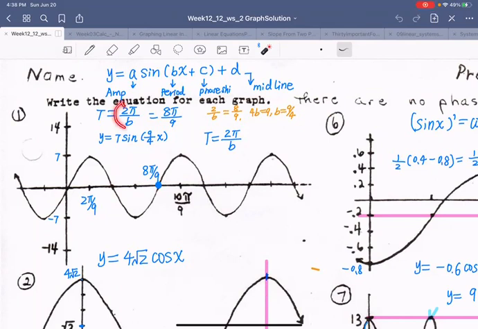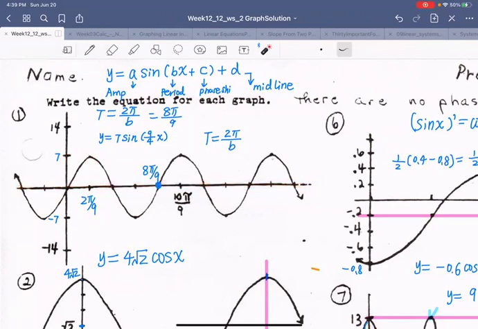Now, T is 2 pi over b. T is 8 pi over 9. B is how much? 9 over 4. How much is the amplitude? 14? No, 7. You don't count between here and here. This is not called your amplitude. From here to here is your amplitude. Yeah, that's 7. Okay, sorry. And you have a vertical shift of 0.